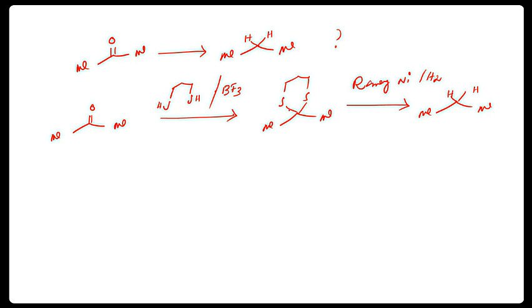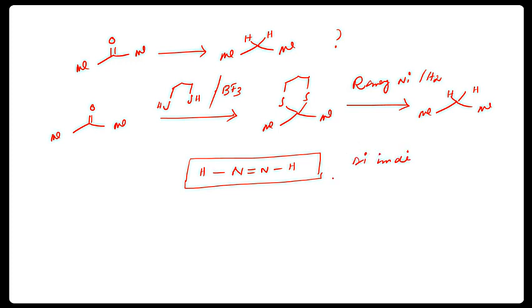Here I will incorporate one more interesting reducing agent, that is this HN=NH. So this is called diimide. Diimide. So this is a very fantastic hydrogen donor. It's a good hydrogen donor, good H donor. So if some question comes in some different way, we will not be confused or worried about that. So how does it work?